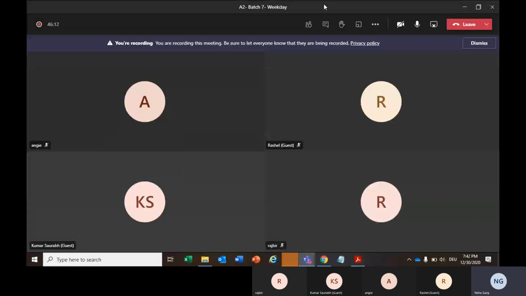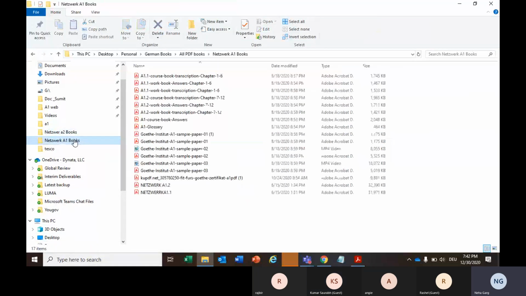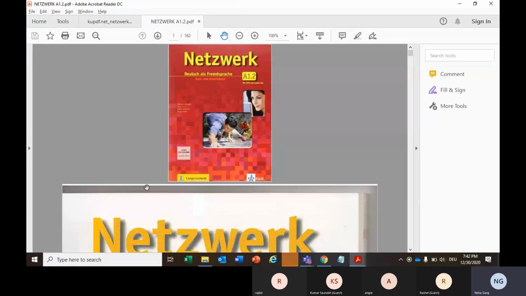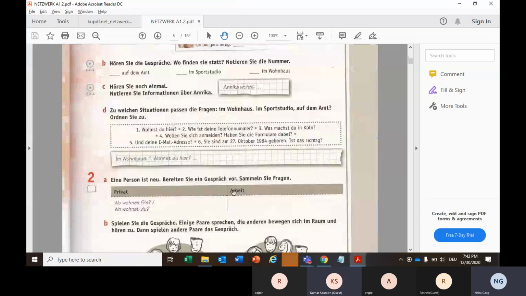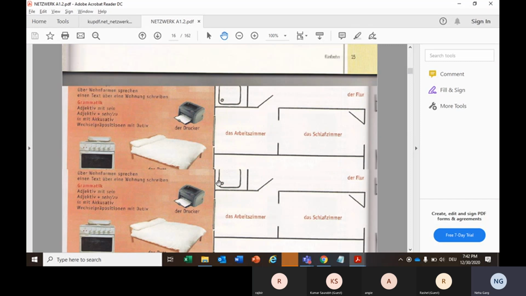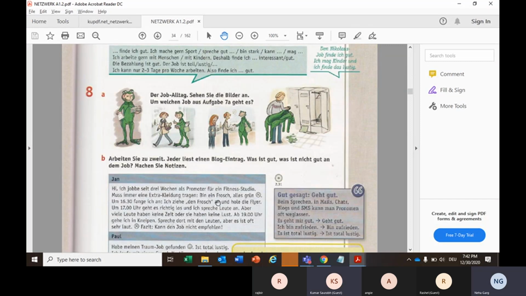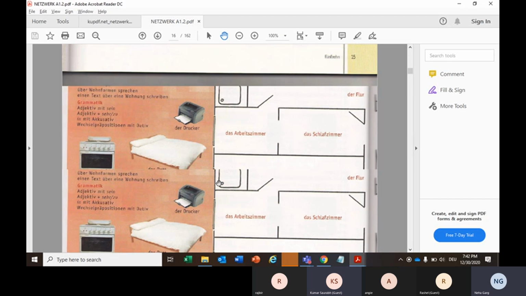Just give me a minute, I'm just searching for another book. Okay, so now what I want you guys to do, I'm actually opening the A1 book one more time, and we'll do another 10-15 minutes of practice for verbs with prepositions.